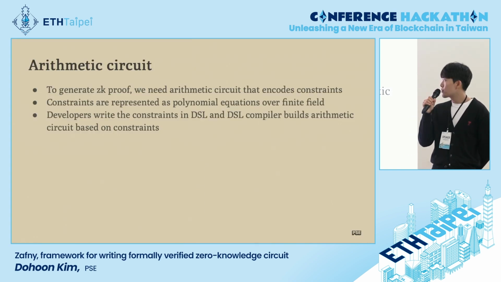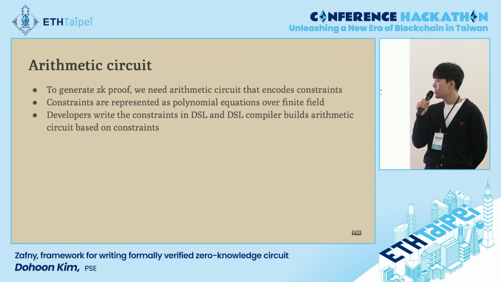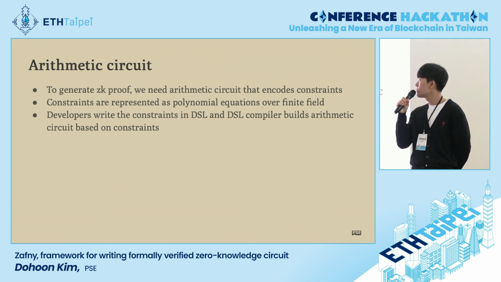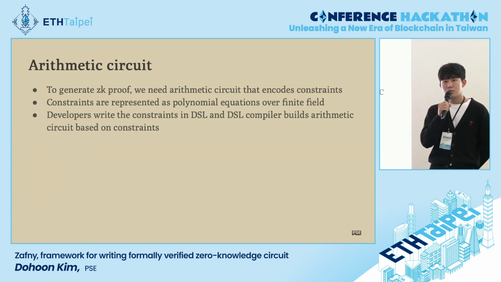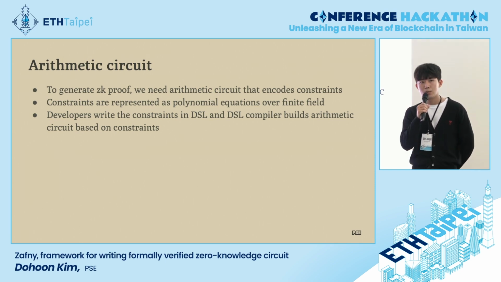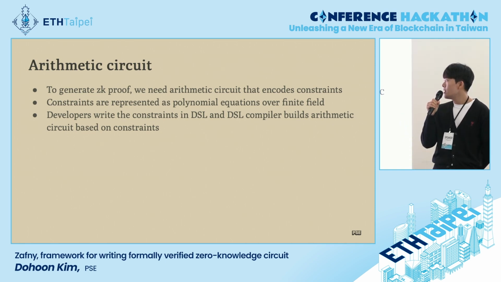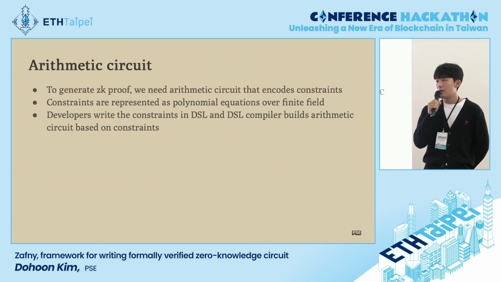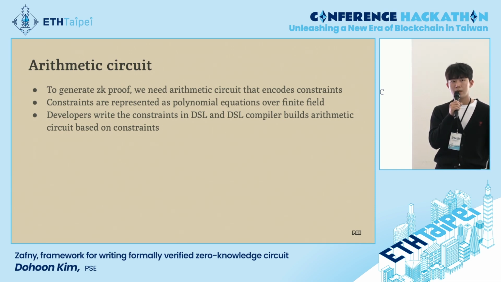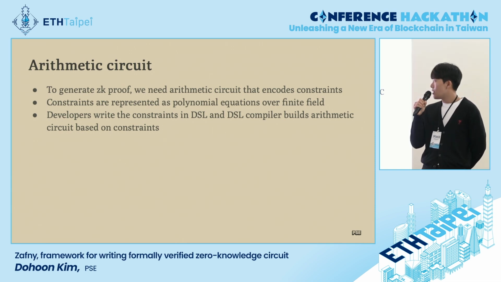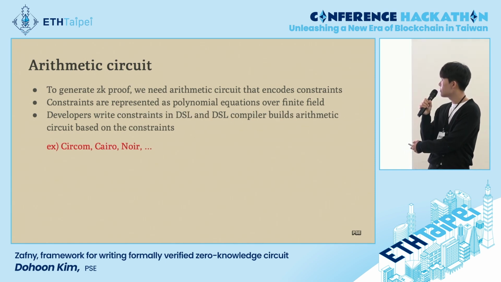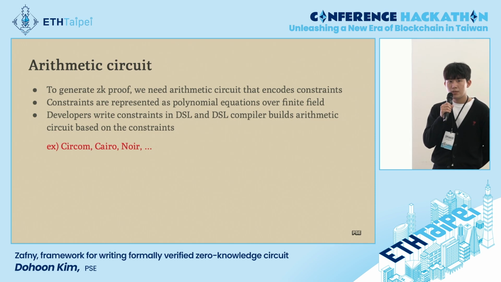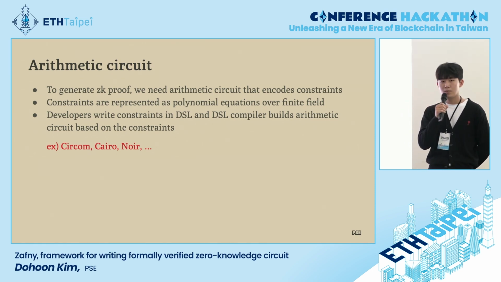In advance, let me briefly talk about what an arithmetic circuit is. In order to generate a ZK proof, we need an arithmetic circuit that encodes constraints. These constraints are usually represented as polynomial equations over a finite field. Developers usually write their constraints in a domain-specific language, and the DSL compiler often builds arithmetic circuits based on the constraints. There are lots of DSLs for now, for example, Circom, Cairo, Noir, and all other things.